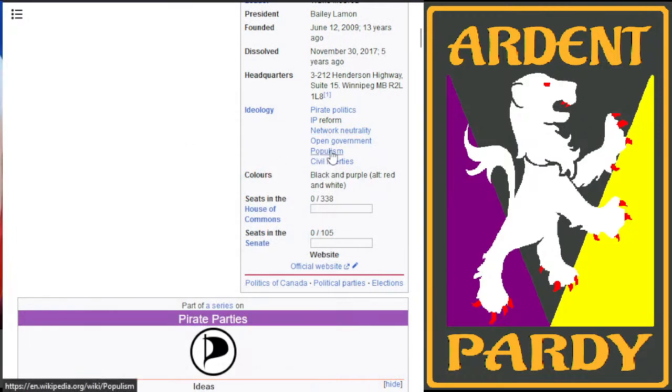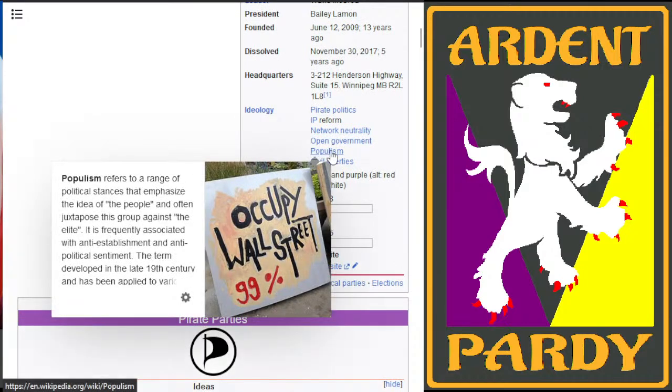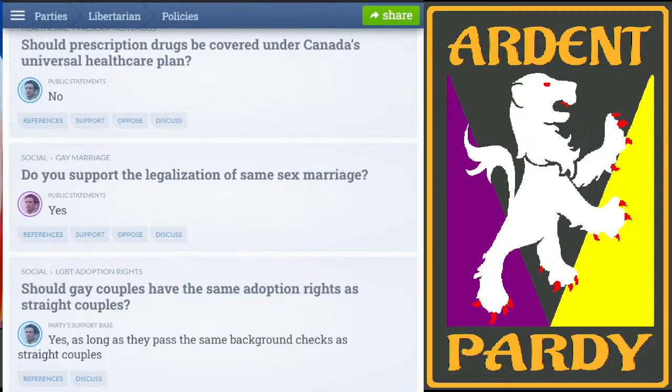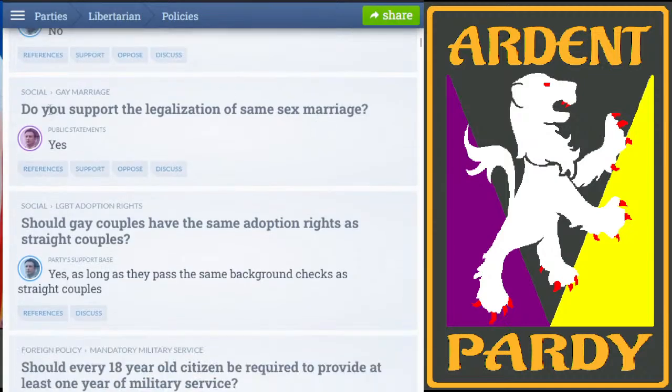I will point this out. I love how Wikipedia describes populism as a range of political stances that emphasize the idea of, quote, the people, and often juxtapose this group against, quote, the elite. Populism is for everybody, elites and people alike, if you're running it smart. Frequently associated with anti-establishment, anti-political sentiment. No, that's very wrong. But, you know, it's Wikipedia. What do you expect? Do they support legalization of same-sex marriage? Yes.